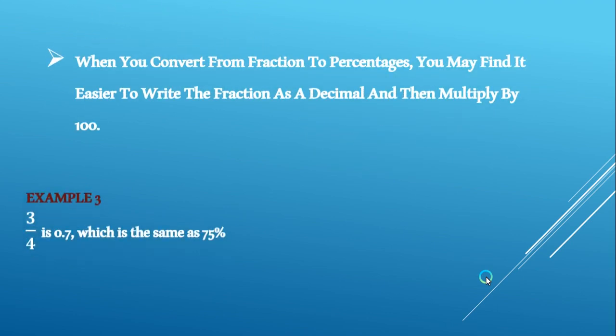So when you convert from a fraction to a percentage, you may find it easier to write the fraction as a decimal and then multiply by 100. For example, 3 over 4 is 0.75, which is the same as 75%.